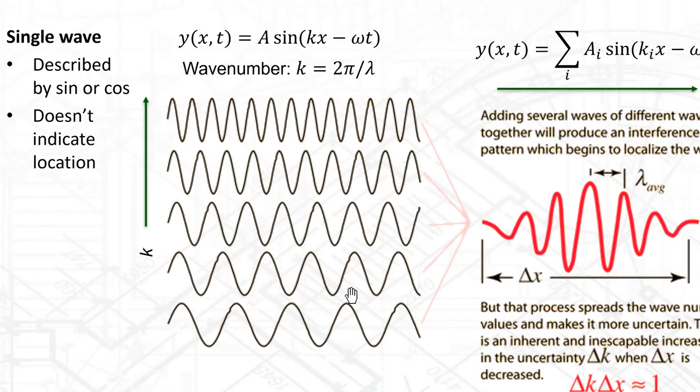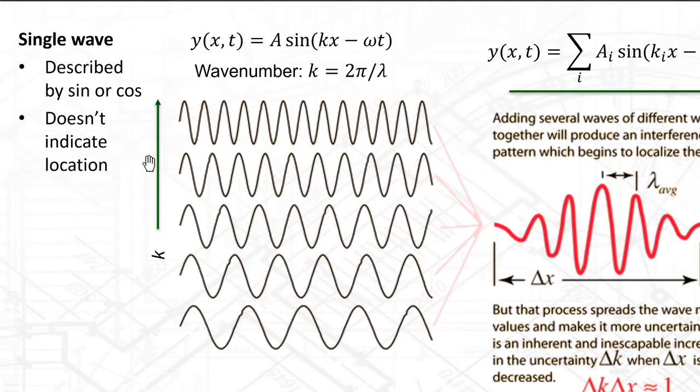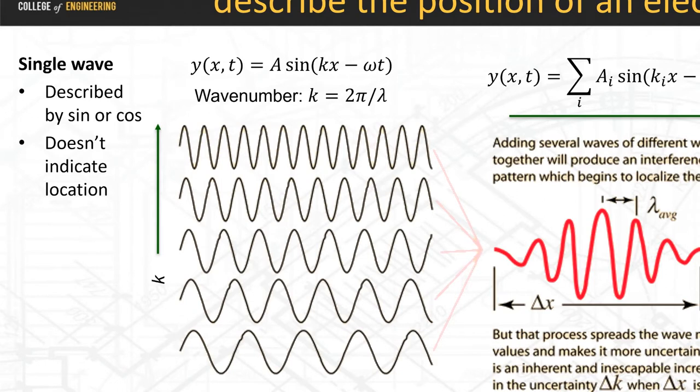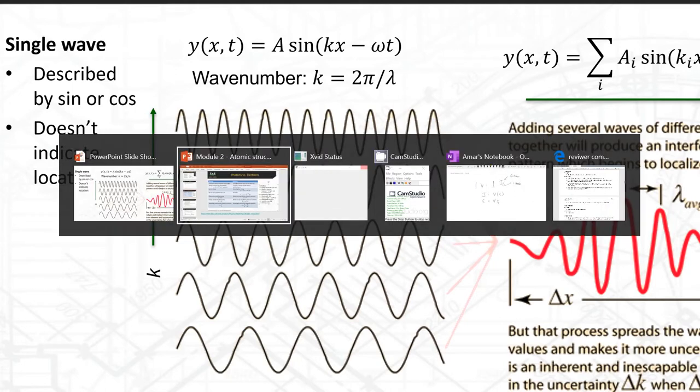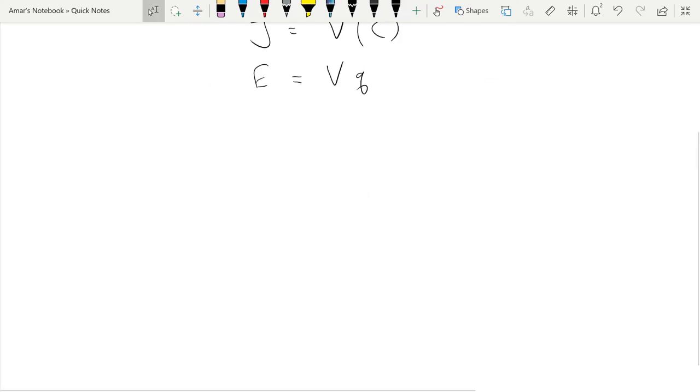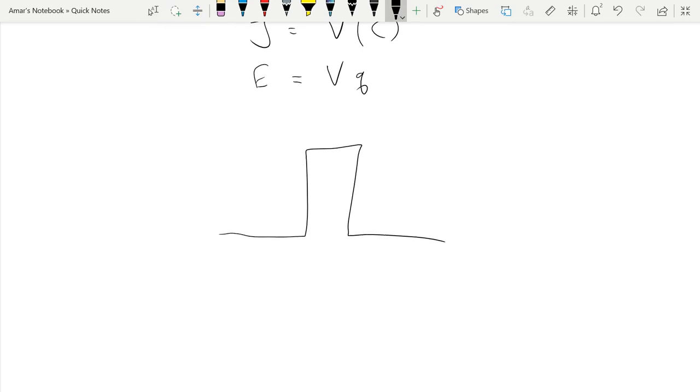But this is where Fourier series comes in handy. A single sine wave described by sine or cosine doesn't do a good job of indicating the electron, because wherever the sinusoid is high, that's where there's a high probability of finding an electron. That doesn't really help us out. But remember, when you start adding up sinusoids in a Fourier series, you can start to make other functions. What we'd like is a pulse function. If this was x and this was our psi function, we'd like to have a pulse, because a pulse would tell us there's a high probability of finding an electron in this region, and it's zero everywhere else.